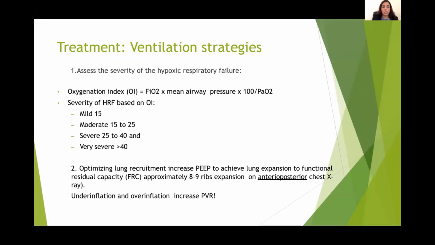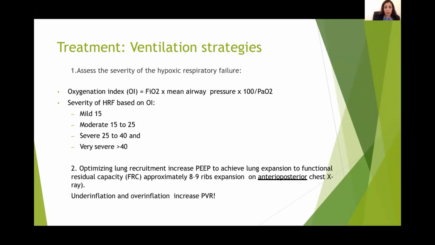The severity is classified as mild if it's below 15, moderate between 15 to 25, severe between 25 to 40, and very severe if it's more than 40. So how will we optimize the ventilation by recruiting the lungs? Actually, we have to increase the PEEP, but at the same time try to be gentle with the inspiratory pressure. The aim is to achieve lung expansion with a good FRC, functional residual capacity. And on the anterior posterior chest X-ray, you should see around 8 ribs expansion.